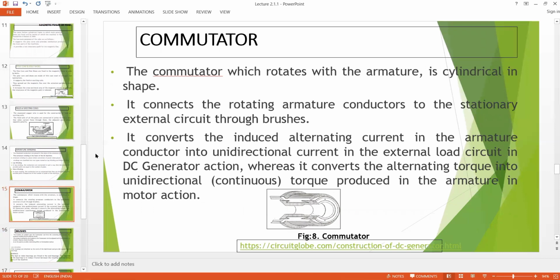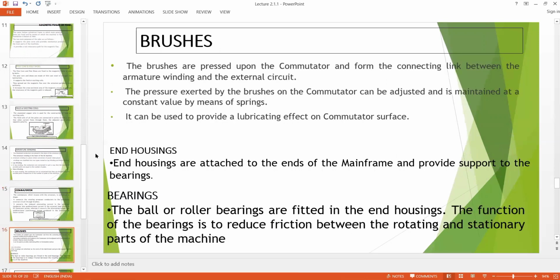Commutator, which basically rotates with the armature, is in line and cylindrical in shape, right? Another thing is that it induces alternating current into the armature conductor. I already told you it converts bidirectional current into unidirectional current. And this is important when it converts alternating torque into unidirectional torque in the motor action.